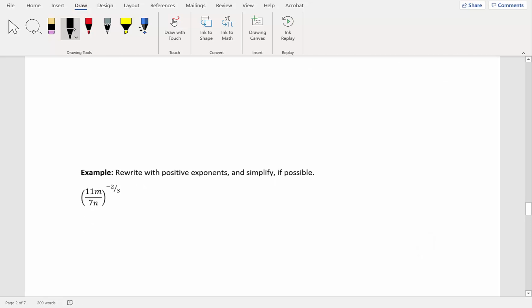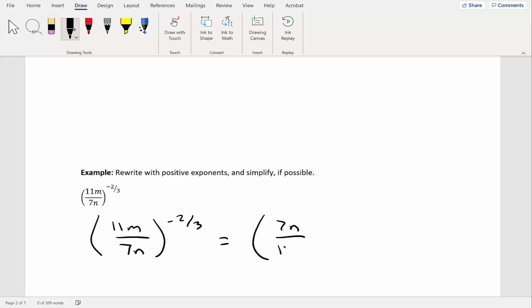Another example. So we have 11m over 7n raised to the negative 2/3. So now we have this whole fraction being raised to a negative exponent. So all we have to do here is flip the fraction, take the reciprocal of it. So this becomes 7n over 11m. And we change the exponent to be positive. So it'll be raised to the 2/3 power.